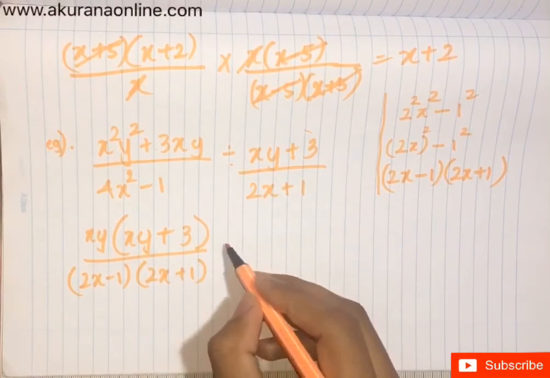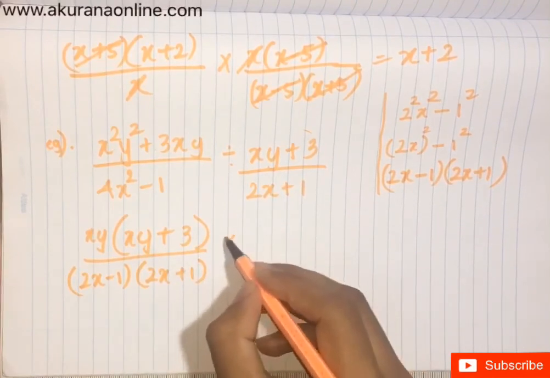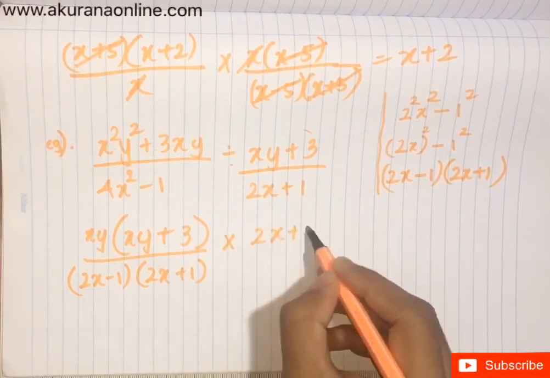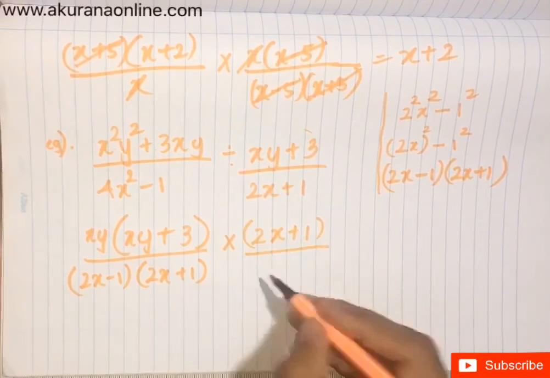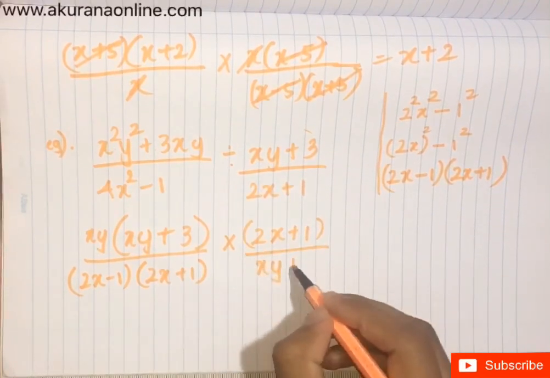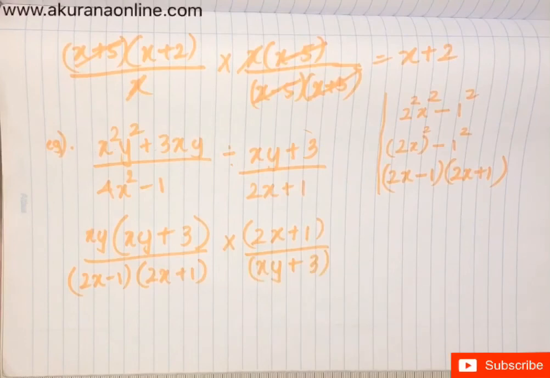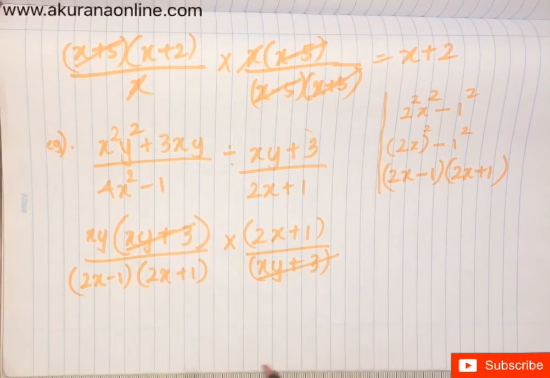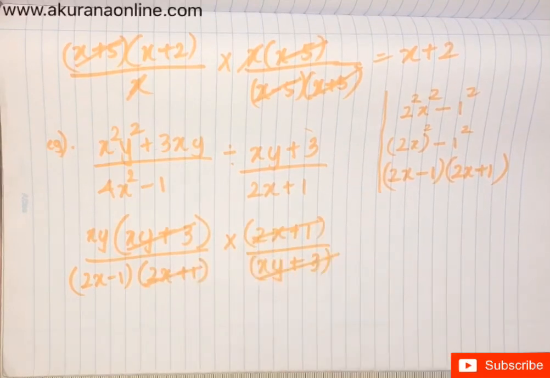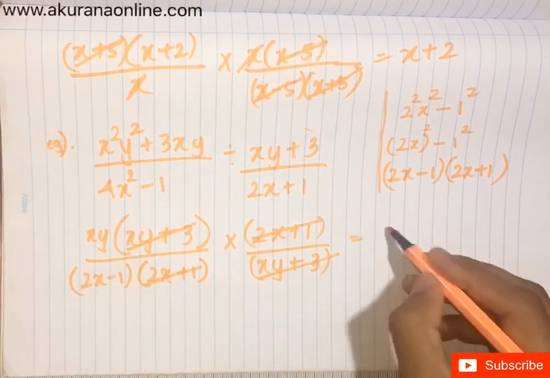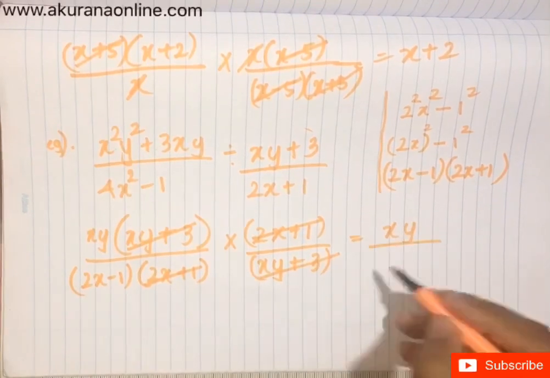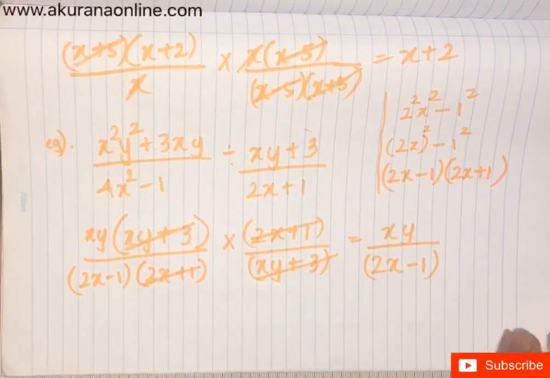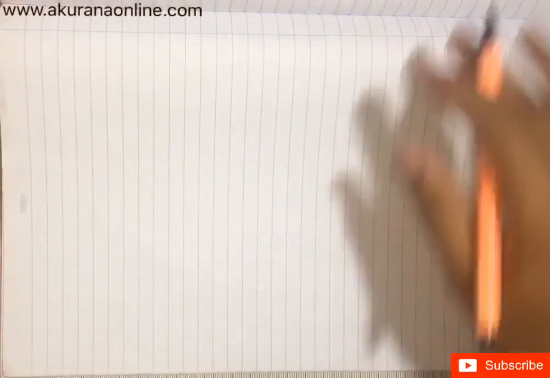And now what should you do? You have to multiply and then write the reciprocal. Therefore you have 2x plus 1 here, and in the denominator you have xy plus 3. Now check for the common terms. You can cancel these two off, and what are the other terms you can cancel? These two expressions, and what is left? The final answer is xy over 2x minus 1. Are you clear with this part? Okay, and then we'll move on to the final example.